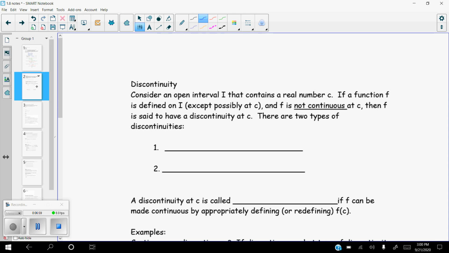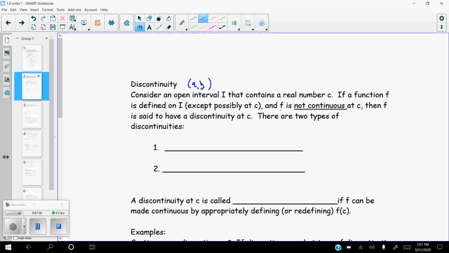First of all, talking about an open interval. That means the endpoints are not included. And it would be illustrated with some kind of parentheses like that. And it would go from like A to B, or 2 to 7 or whatever. But the endpoints would not be included on an open interval. And they're calling the open interval I. Within that open interval, you're going to have a real number C. So C, again, is just some x value in between A and B, or in between your endpoints.